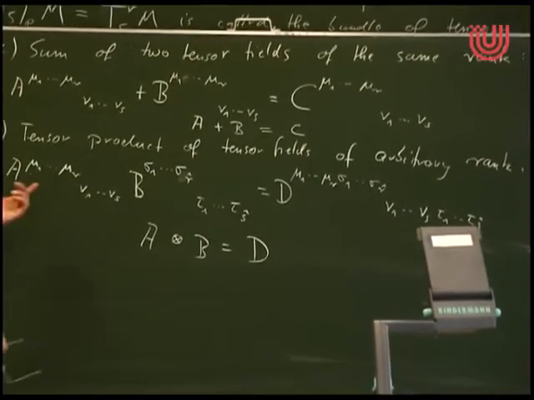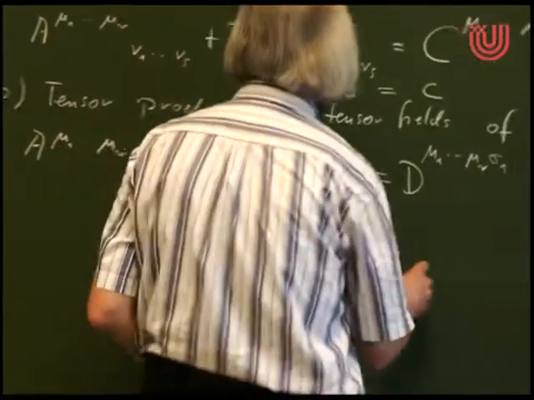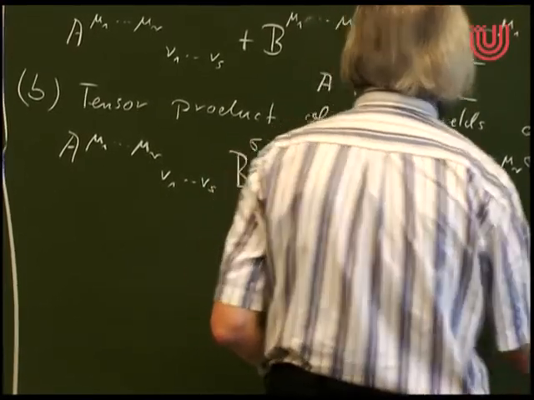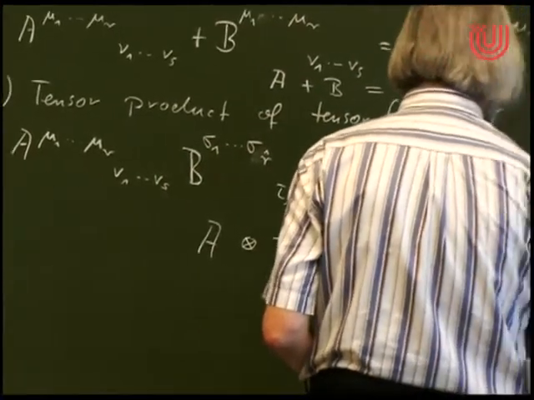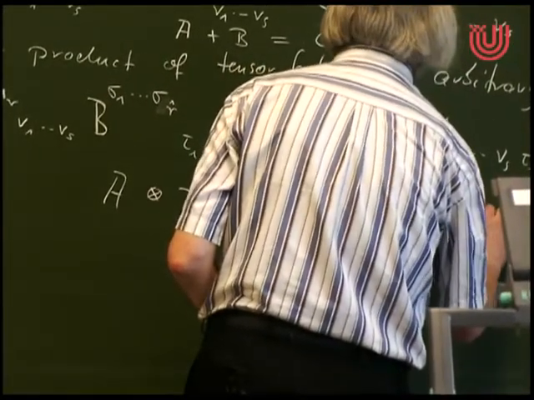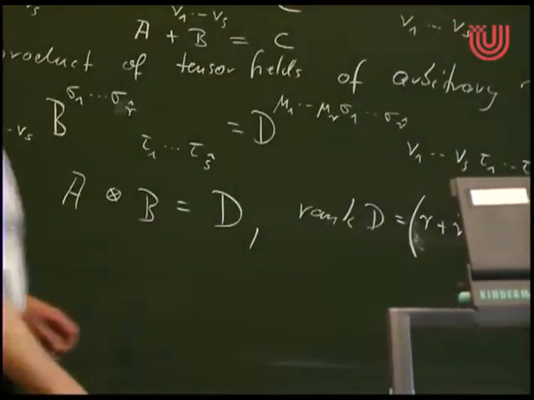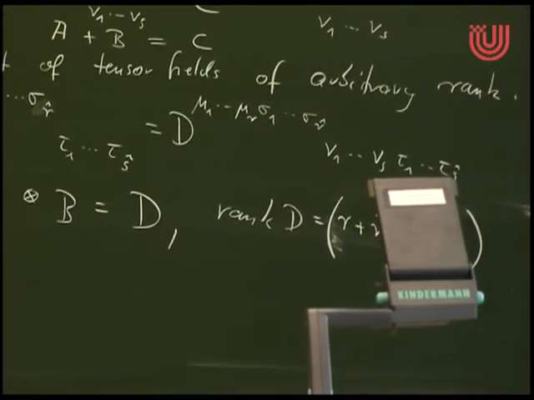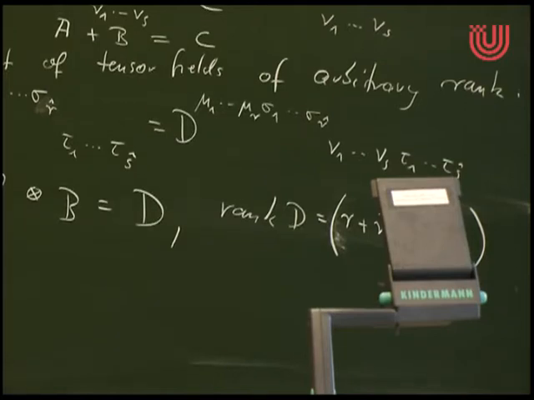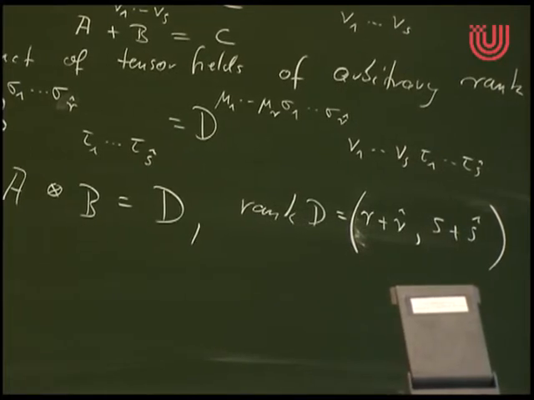You see the rank of D is, how do I write this? I write it this way: r plus r hat, s plus s hat, right? If r, s and r hat, s hat are the ranks of A and B. You just count the indices, right? And the third operation is what is called contraction.